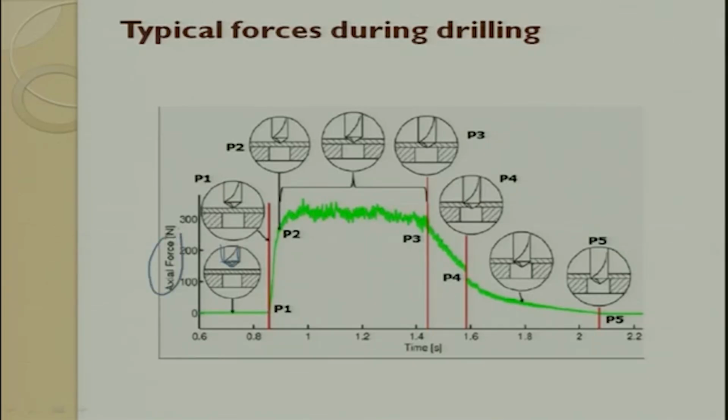The magnitude of the force depends on the resistance given by the workpiece. For example, thermoplastic will have a lower magnitude, metals will have a higher magnitude, and thermosets will have a magnitude in between these two. So the moment it touches, the load increases from P1 to P2.